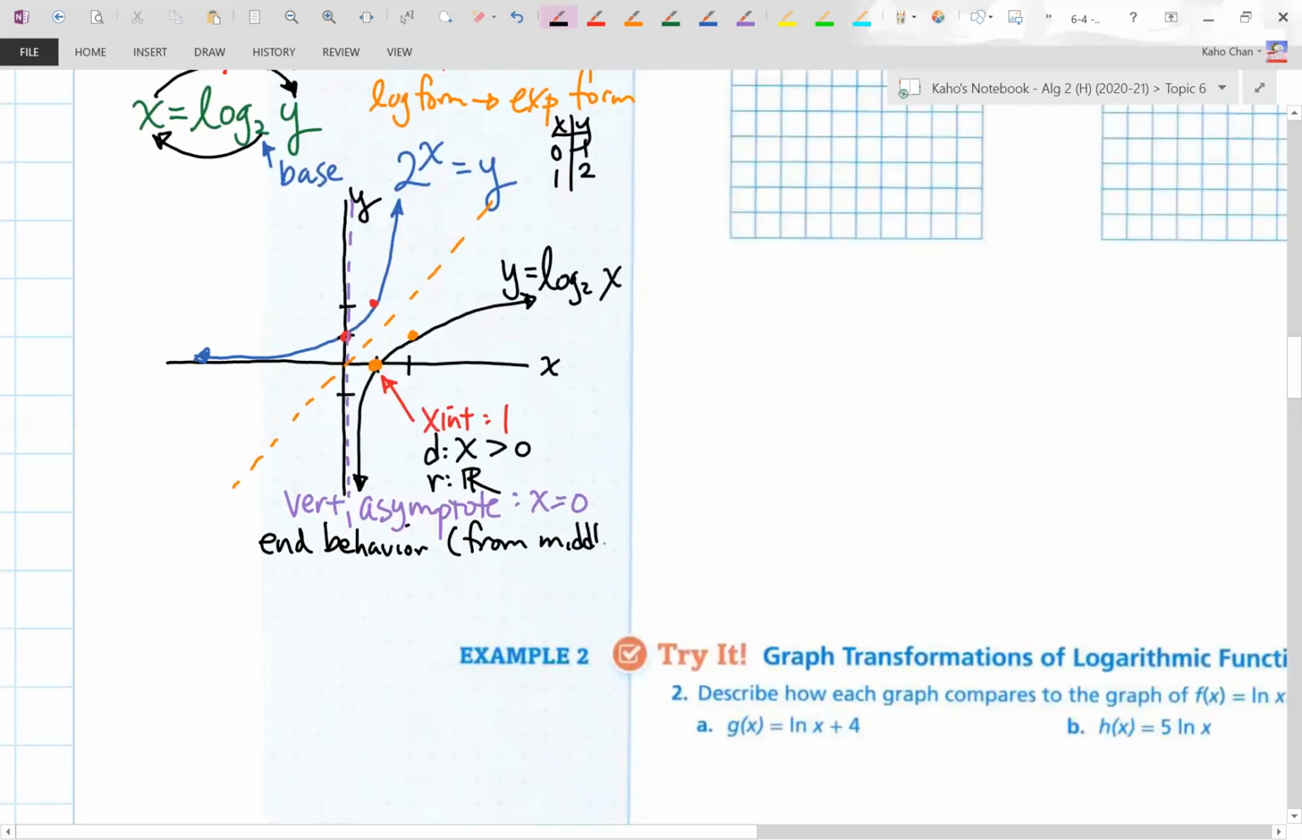Sorry about that. So from the middle, my function, let's see, is going which way? It's going down to negative infinity, right? That makes sense. So let me write that down. As x approaches left, meaning negative infinity, my function value, y, is approaching negative infinity. If I'm going left, it's going down.